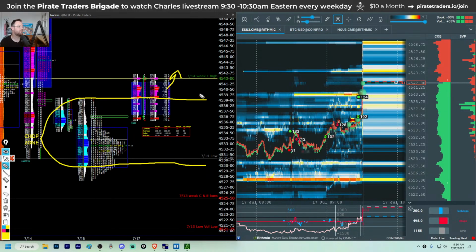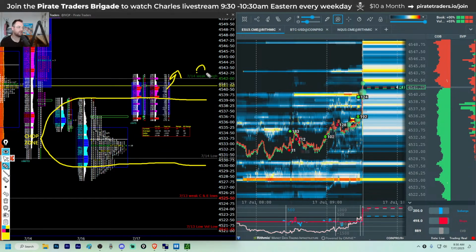There it is. So now they've just turned off the magnet. So now we can test that support. And if it holds, it should be reliable for continuation.